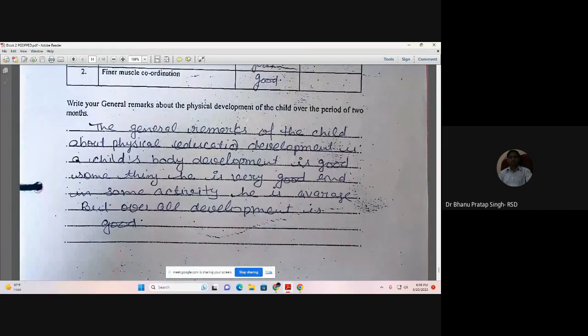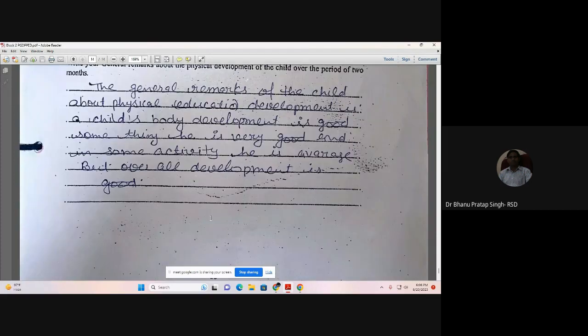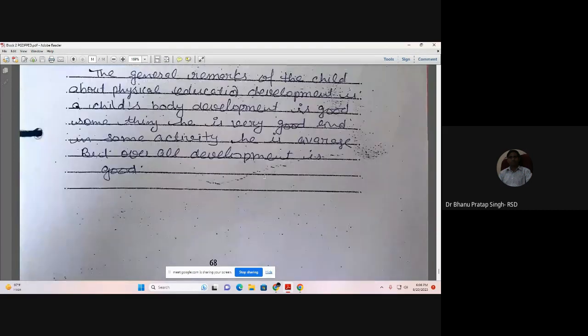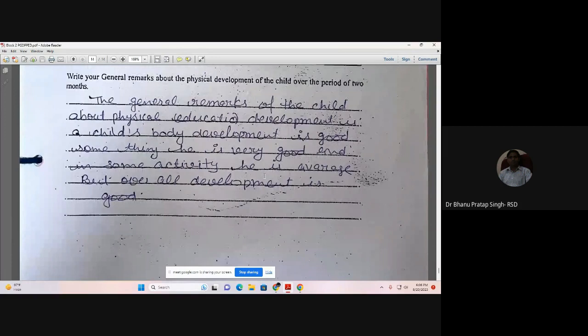Whatever she has written based on this observation, the general remarks of the child about physical development: body development is good. In something he or she is very good, and in some activities he is average, and overall development is good. So this is what you have to do. But my suggestion is that you should use the prescribed format to complete these activities.